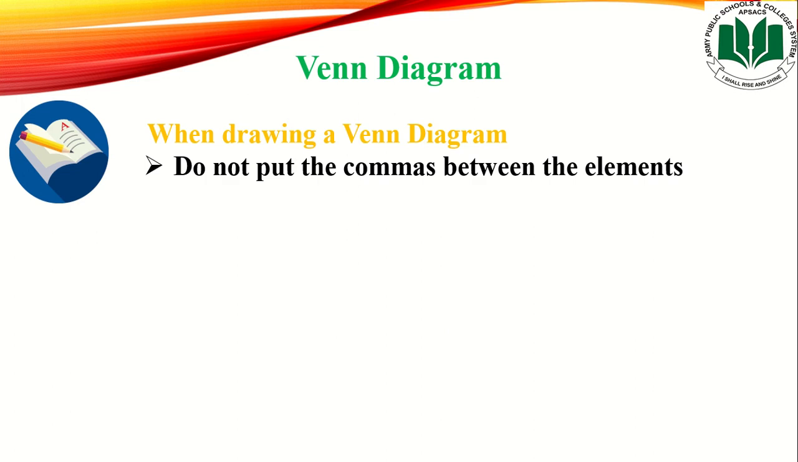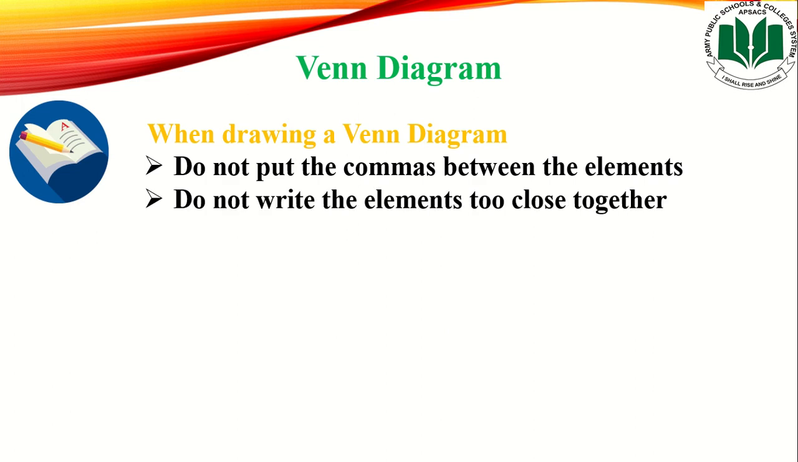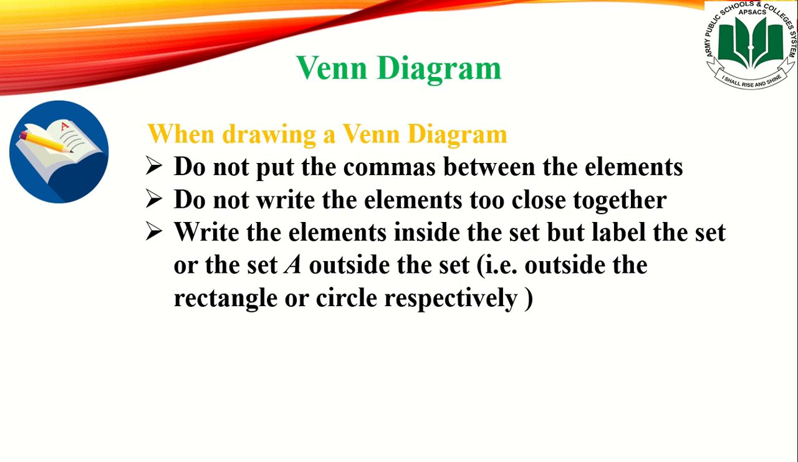When drawing a Venn diagram, do not put commas between the elements. Do not write the elements too close together. Write the elements inside the set but label the set, or the set A, outside the set. For example, outside the rectangle or circle respectively.